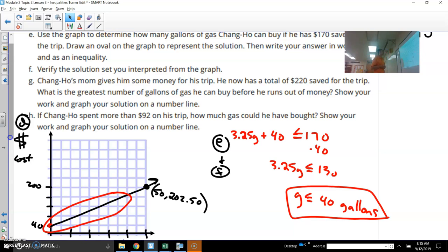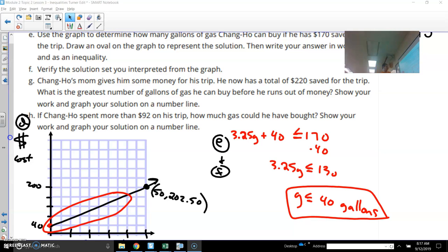So the next part says, what if he'd saved $170 for the trip? Write your answer in words and inequality and determine how many gallons of gas that would be. So on part E here in red, I set my inequality to be less than or equal to 170 because that's the most money that he can spend on the trip. So when we take off the fact that he's spending $40 on food and entertainment, that only leaves $130 for gasoline. And so when you divide that, that means he can only get up to 40 gallons of gas. He can do less than that, but no more than 40 gallons.